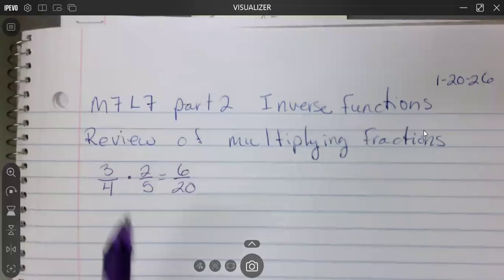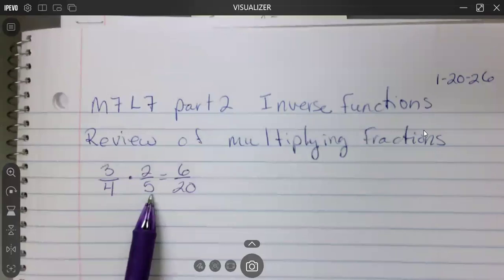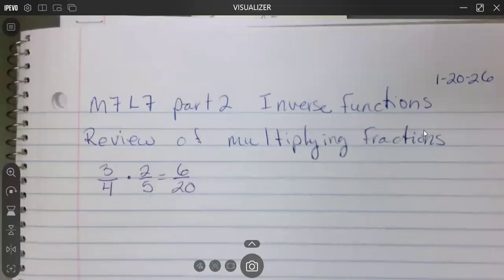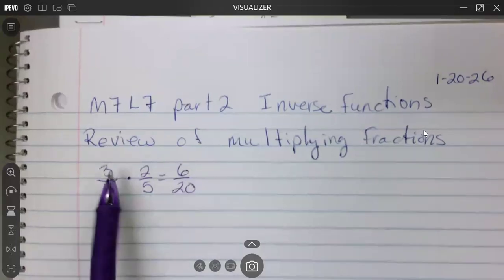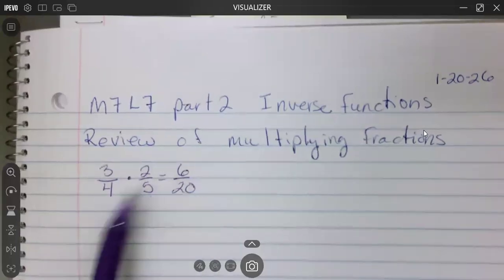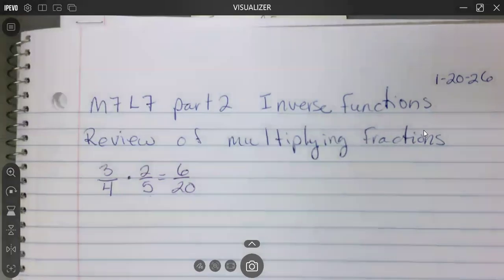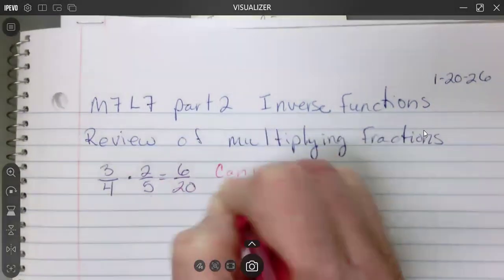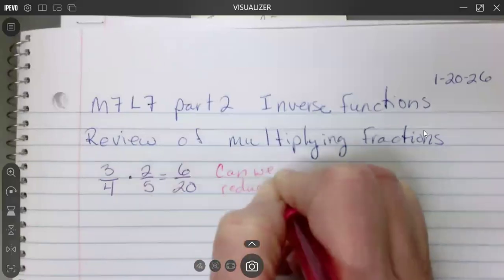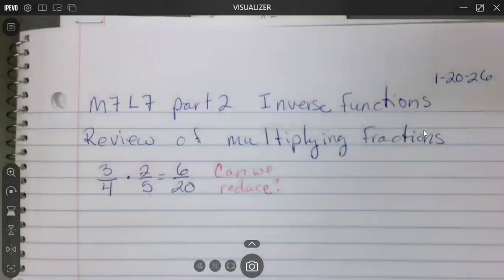So if we have the fraction 3 over 4 times 2 over 5, there are a couple of ways we can do it. One way is to just multiply straight across the top. So 3 times 2 equals 6, and multiply straight across the bottom. 4 times 5 equals 20. Then, once you get there, you need to ask yourself, can we reduce? Because we want to get it into simplest form, right? And so when you're asking, can I reduce?